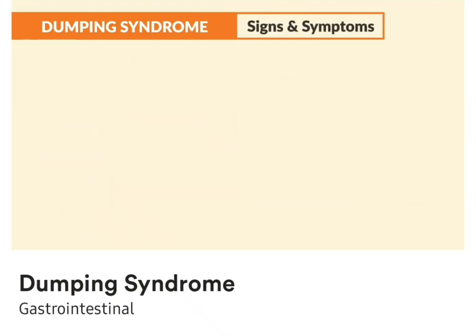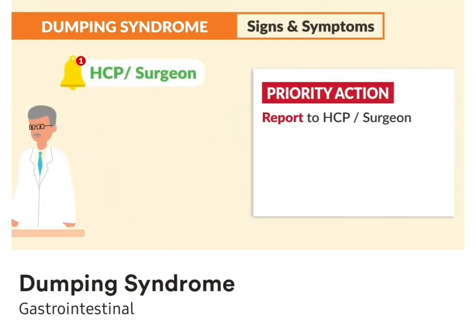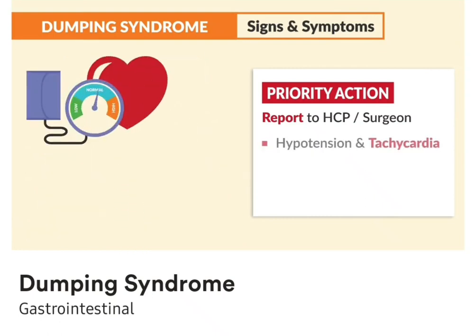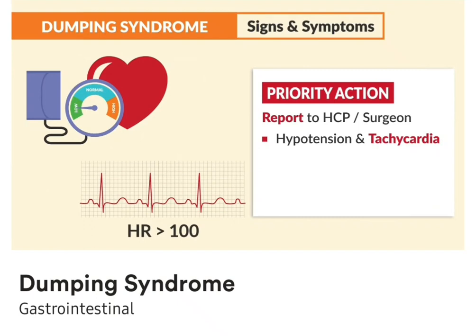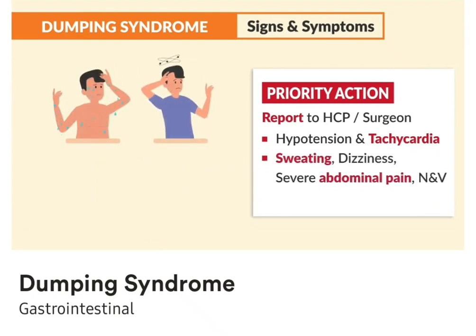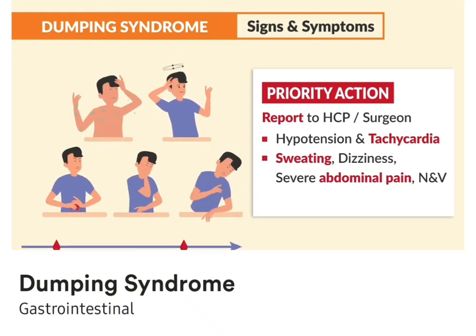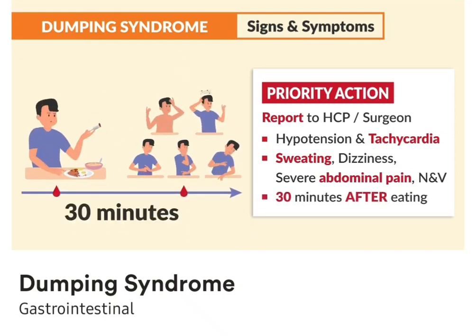Now, in terms of signs and symptoms, we must report to the HCP or the surgeon. These are priority signs and symptoms. So hypotension and tachycardia, as well as sweating, dizziness, severe abdominal pain with nausea and vomiting. And the key number here is 30 minutes after eating.